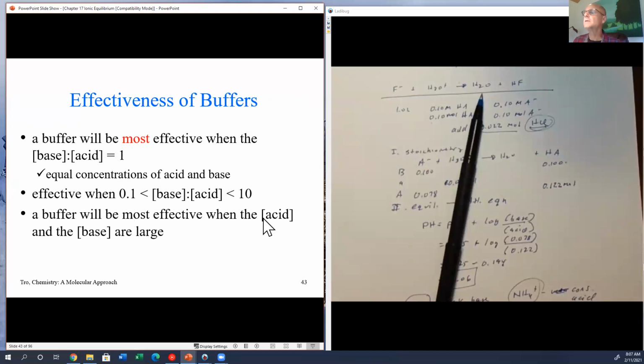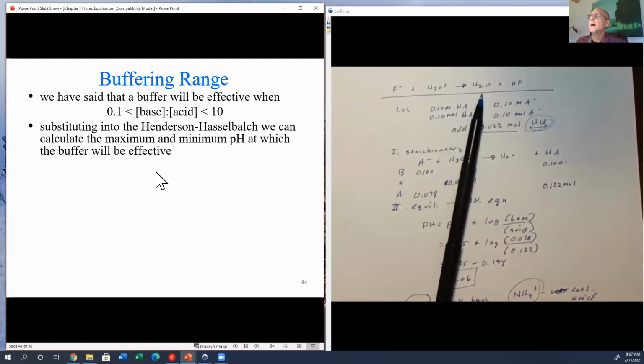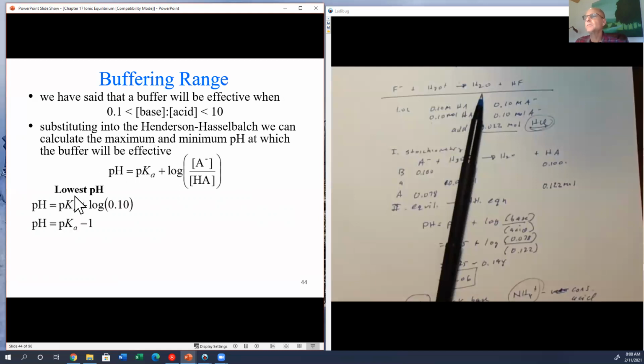Then, of course, a buffer will be most effective when acid and base concentrations are high. So what is that? If we define an effective buffer as having this ratio between 0.1 and 10, what does that tell us? Well, if we substitute this into the Henderson-Hasselbalch equation, the lowest pH at which a buffer will be effective is when this ratio is 0.1. So that's pKa minus 1. The highest pH at which the buffer will be effective is when this ratio, base over acid, is 10. And so that's pKa plus 1.